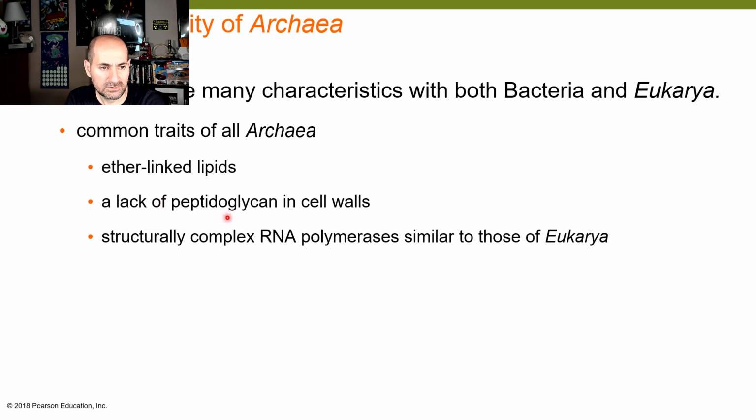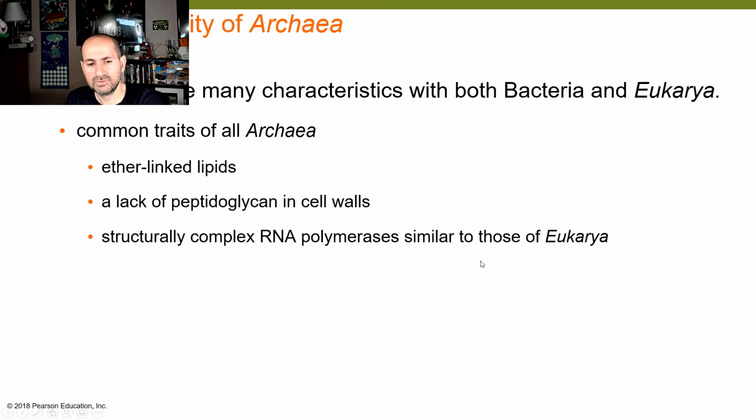They don't have peptidoglycan in their cell wall. They have other cell wall material besides peptidoglycan. Peptidoglycan is unique to the domain bacteria. You're not going to find peptidoglycan cell walls outside of the domain of bacteria. And they also have very structurally complex RNA polymerases, similar to those of eukarya.